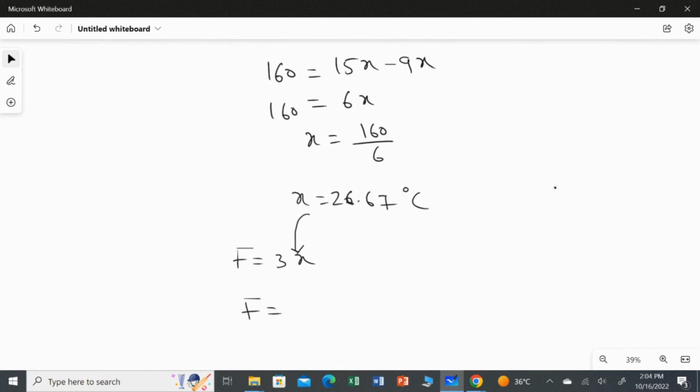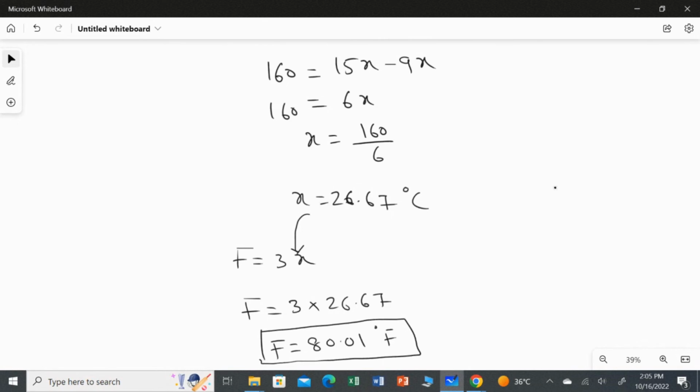By that, your answer will be in terms of Fahrenheit. 3 multiplied by 26.67. 67 multiplied by 3 is 80.01. F is equal to 80.01. The unit is degree Fahrenheit. So this is the answer for the first part.